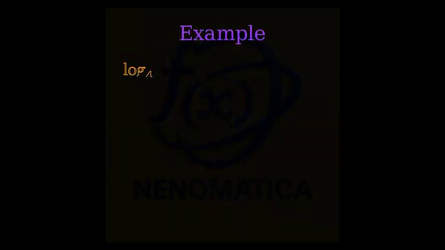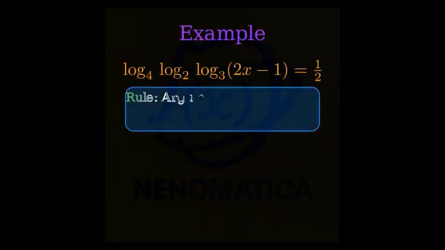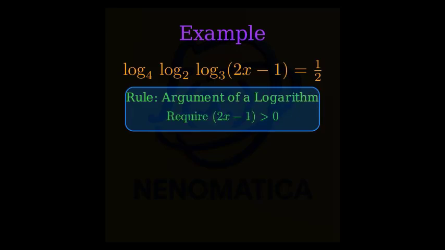Here is the problem. Step 0. Determine the domain of the innermost logarithm. The expression 2x minus 1 must be strictly positive. That gives x is greater than 1/2.